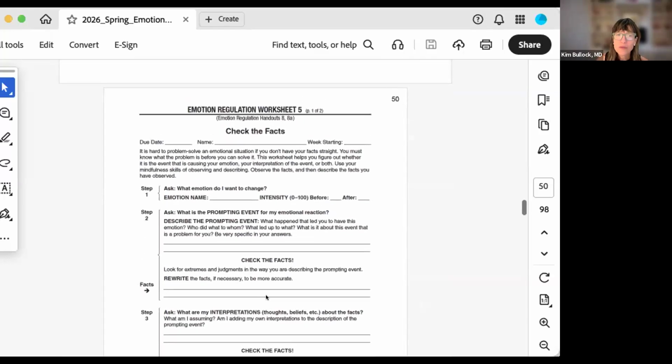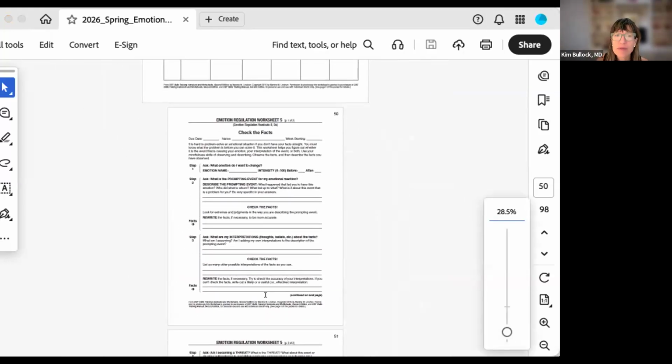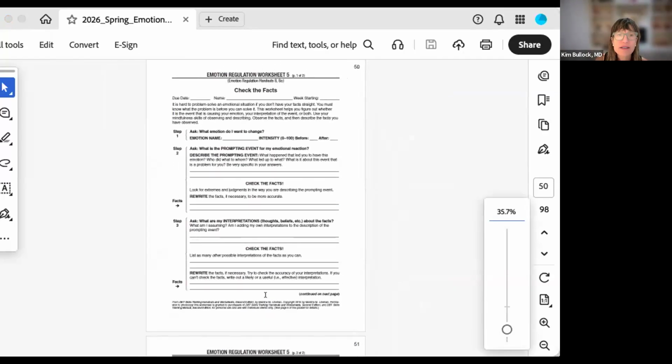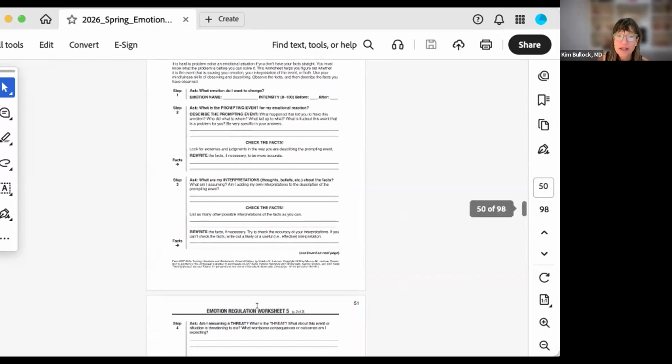So for homework, we'd like you to work on worksheet 5, checking the facts. You can, again, ask what your emotion's doing for you, what prompted the emotion, check the facts. What are the interpretations? Then check the facts again. It's really important when you check the facts that you do it multiple times. Rewrite the facts if necessary, do it over and over again.